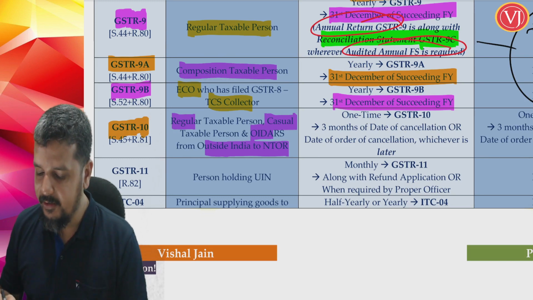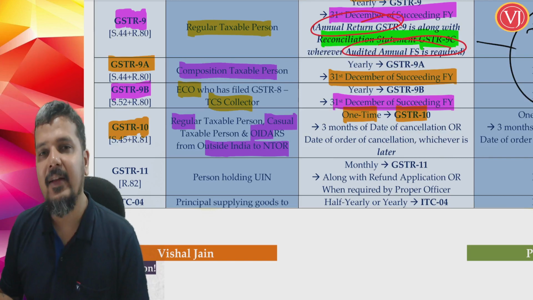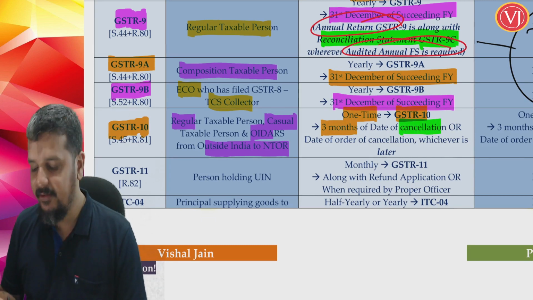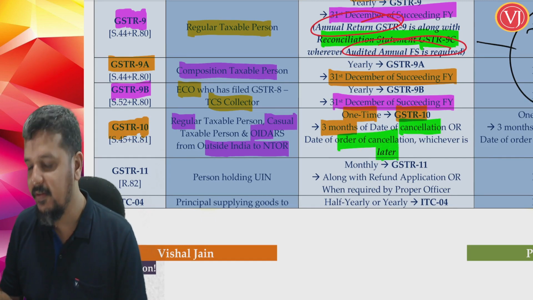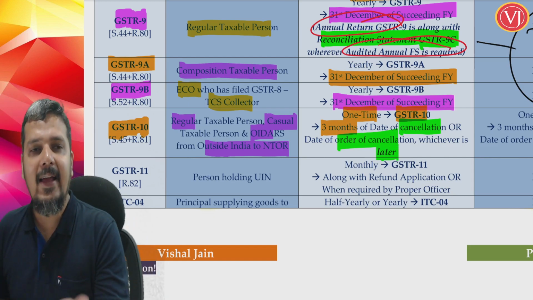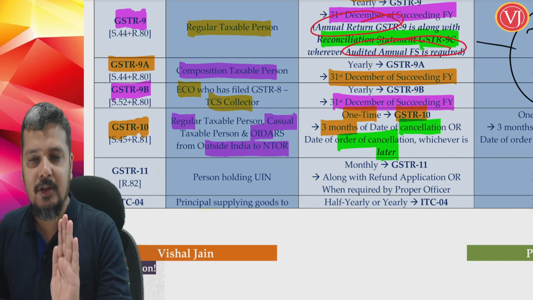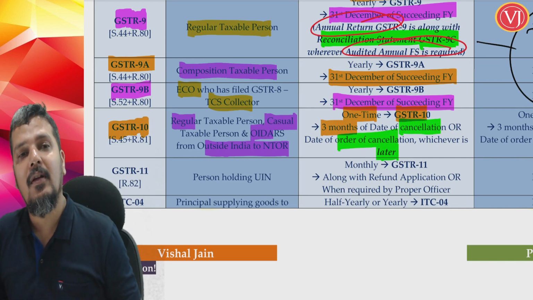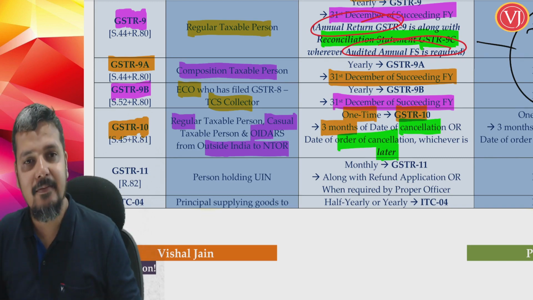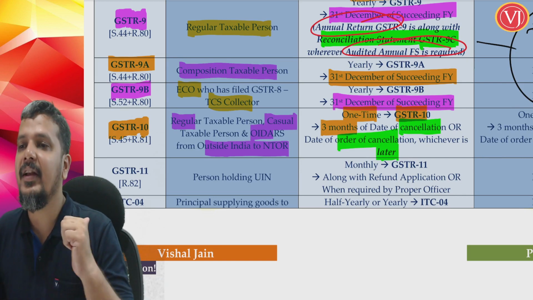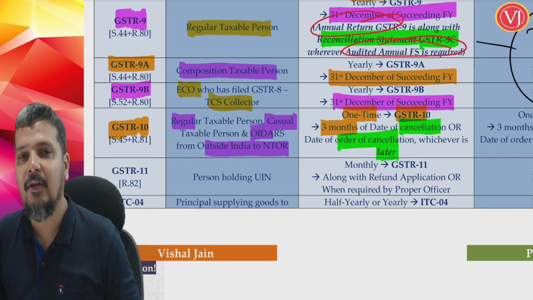Once you cancel your GST number, you will have to file GSTR 10 within 3 months. Within 3 months of what? Within 3 months of the date of cancellation or the order of cancellation, whichever is later. Supposing today is 1st of November, I get the order of cancellation, but it is effective from 1st of January, retrospective, an old date.